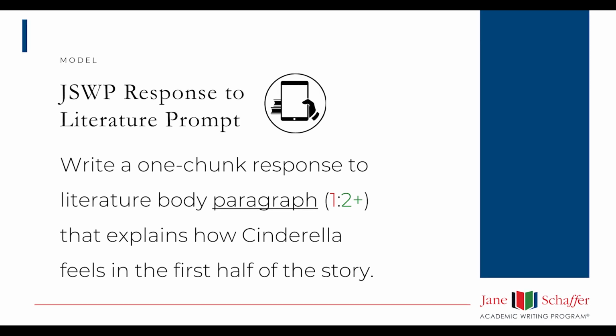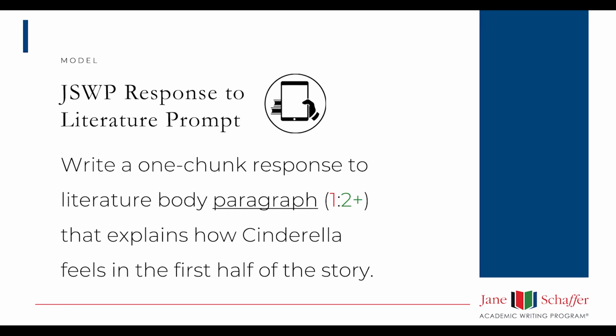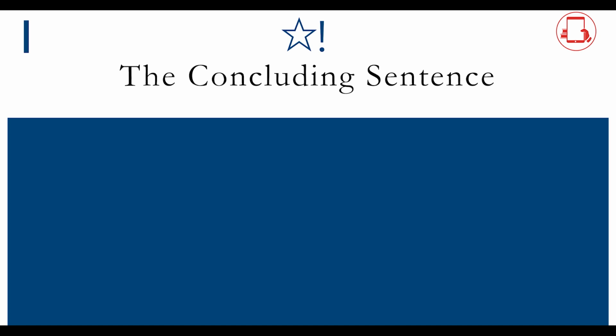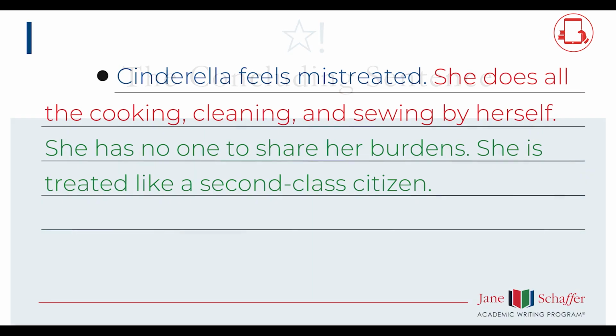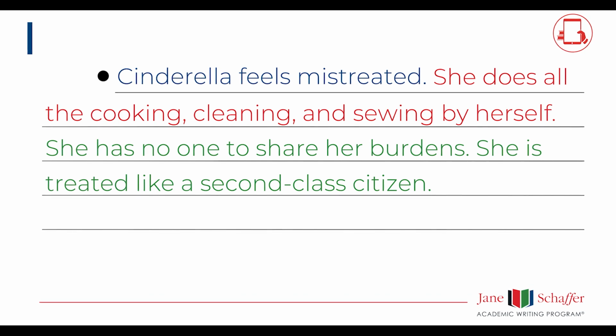Here is the task with which we are currently working. Write a one-chunk response to literature body paragraph, 1 to 2 plus, that explains how Cinderella feels in the first half of the story. Please pick up your blue pen. For the concluding sentence, the symbol is a star plus an exclamation point. It reflects the topic sentence, hence the star, but it also has impact, hence the exclamation point. When we are first teaching our students, we teach the concluding sentence by teaching students to reflect the topic sentence.